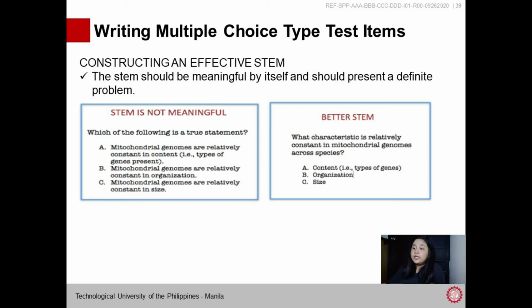So, pangalawa naman, which is yung better stem, in-state na dito yung mismong words or yung mismong dapat na hanapin yung students, hindi yung inasa niya lang dun sa alternatives yung answer. Okay, so what I mean is sa stem is not meaningful, yung alternatives niya is nilagay niya na lahat or nilagay niya yung mga infos or yung mga clue words or yung mga dapat alam ng estudyante or dapat understand ng students yan kasi na-discuss naman na yan or na-review na nila. So, in better constructing a stem, kailangan yung alternative niya is nandun kung ano mismo yung dapat hanapin.